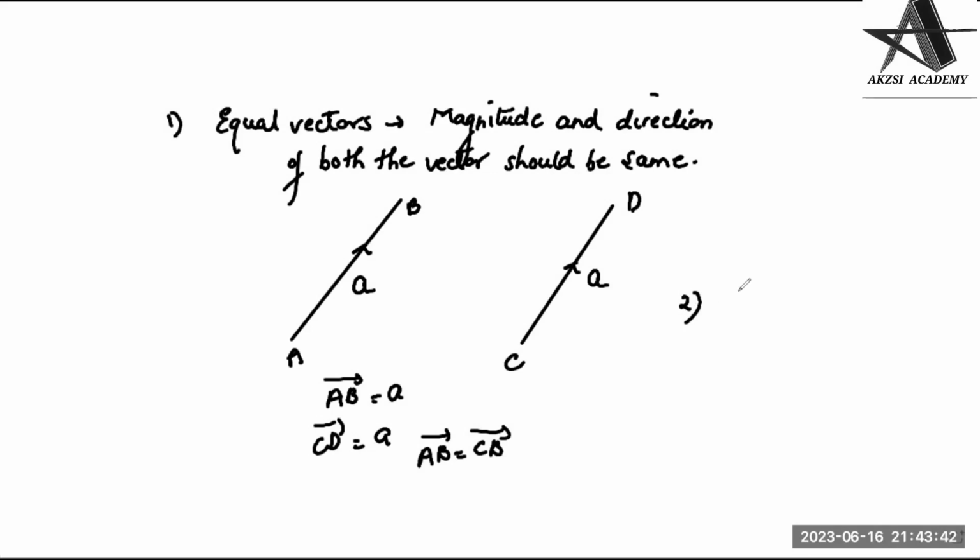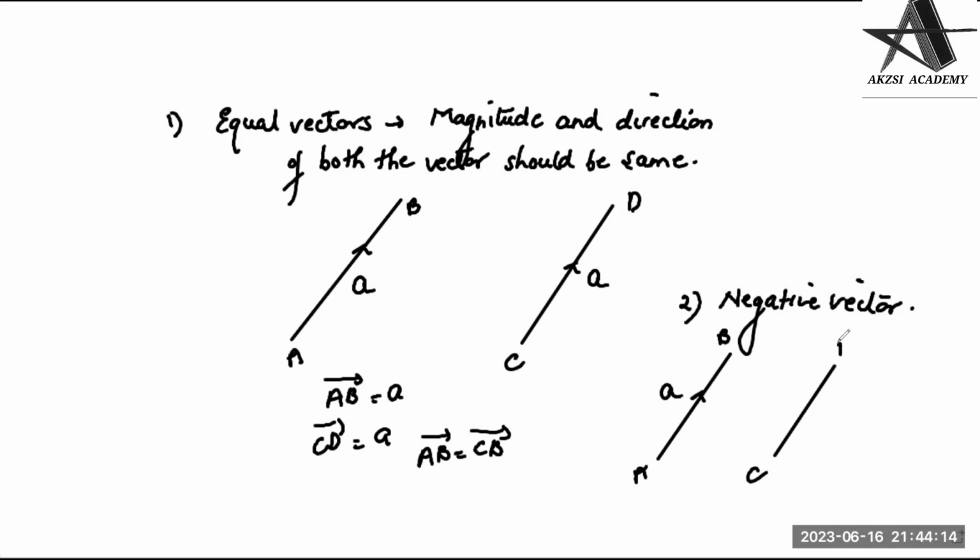Second is the negative vector. Negative vectors are such kind of vectors that have the same magnitude but the direction is opposite. That's why they are known as negative vectors. Suppose this is one vector A to B and this is another, C to D. They both have the same magnitude. A to B is also A and C to D is also A, but in opposite direction.